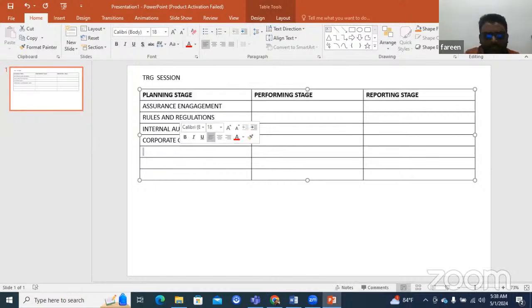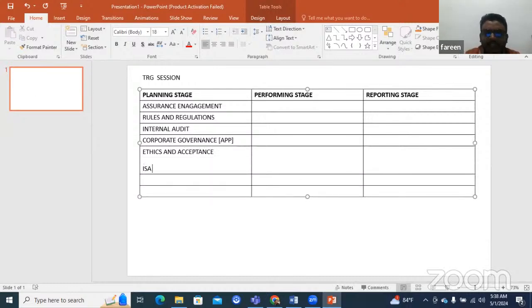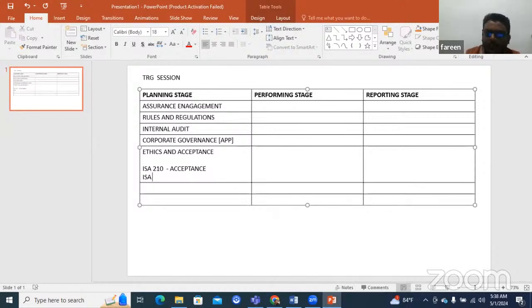After that, you might study ethics and acceptance. Here, students, you might study the standard ISA 210. ISA 210 speaks about acceptance: before accepting a new client, what you should do. And ISA 210 also speaks about the engagement letter. So for ethics and acceptance, it's another important area. Definitely in Section 1, you might get a question from this area.